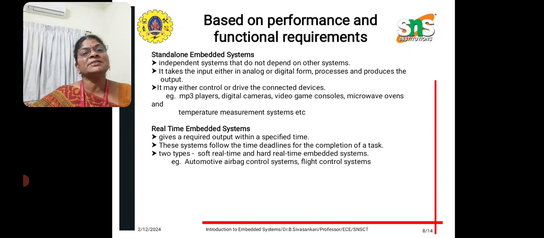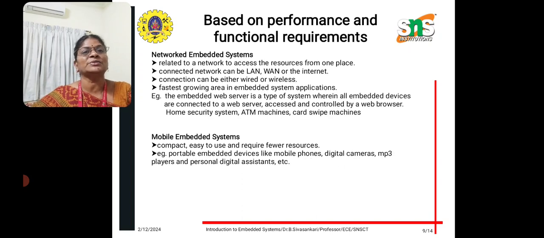And a real-time embedded system is nothing but one that gives the required output within a specified time. So these systems follow time deadlines for the completion of a task. Here we have two types: one is soft real-time and another one is hard real-time embedded systems. Examples are automotive airbag control systems and flight control systems.